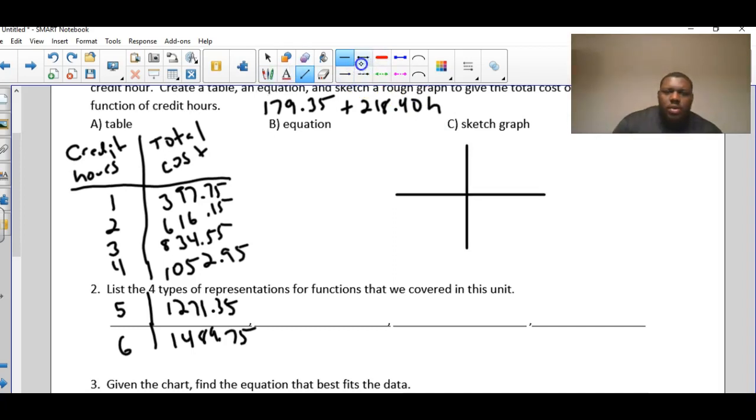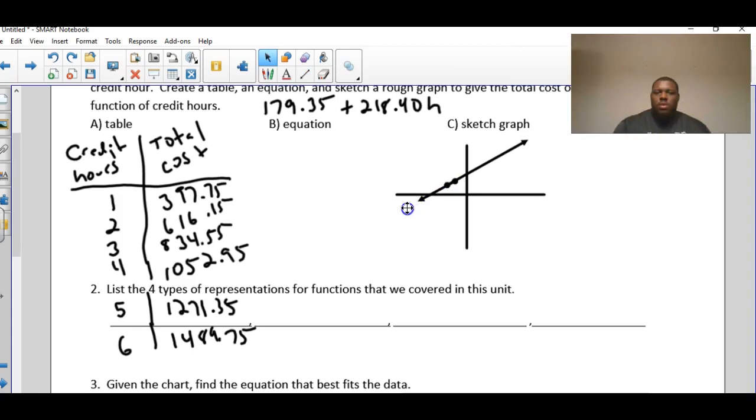Let's see here. We'll go with this one right here. We got to draw this thing. It keeps going. And then we need to label our parts.